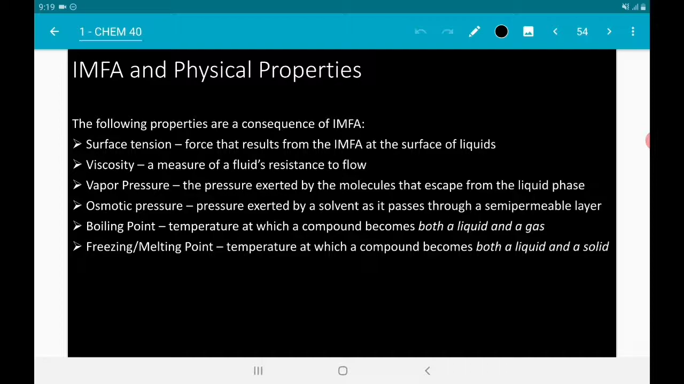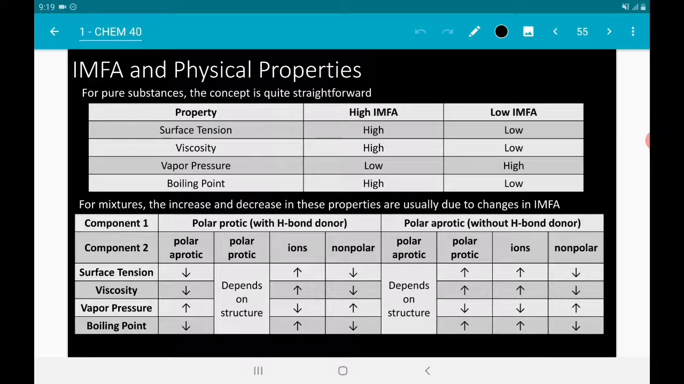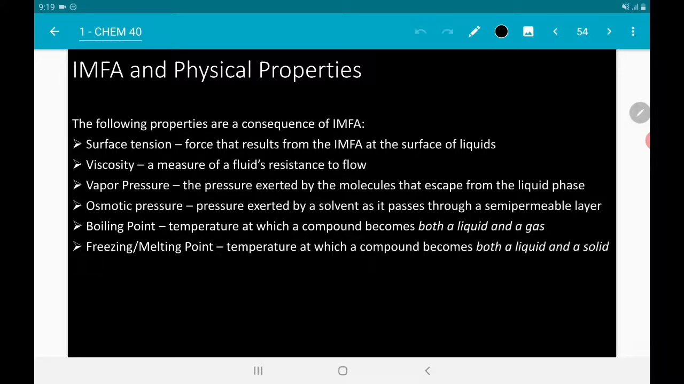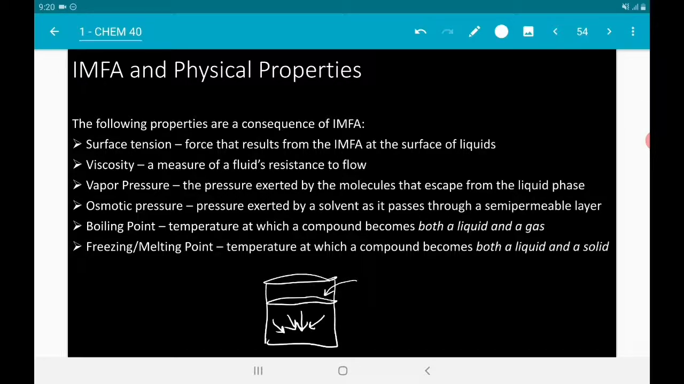So consequences of IMFA: surface tension, viscosity, vapor pressure, osmotic pressure, boiling point, and melting point. So surface tension increases with increasing IMFA kasi surface tension is the force exerted, okay, by the inner part of the liquid dun sa surface. So if you have a liquid, tapos ito yung surface, ito yung the rest. Surface tension is the actual force exerted by the inside of the liquid dun sa surface. So, ang mangyayari dyan, parang napupull yung surface pababa. Okay? So, tumitigas yung surface. So, nagkakaroon ng stiffening yung surface mo. That only happens if you have high IMFA. Kaya ang water, mataas ang surface tension.